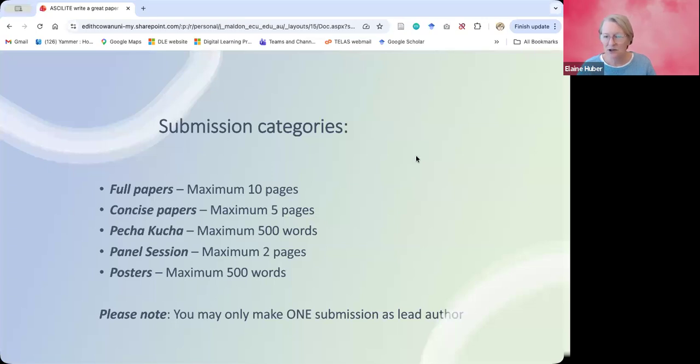Just one other thing with your submissions: you can only be lead author on one paper. Many people submit 2 or 3 papers if they come to a conference, because they want to get the most value out of it. Totally fine. You can be on as many papers as you like, but only first author, as lead author, on one paper, and that includes the presentation as well. So if you're on 3 papers, you can certainly present on all 3, but we would expect someone different.